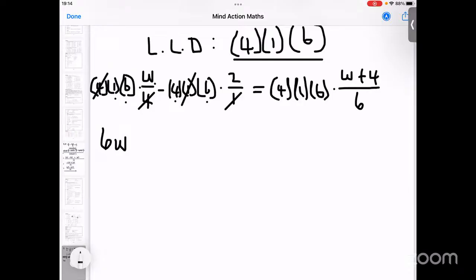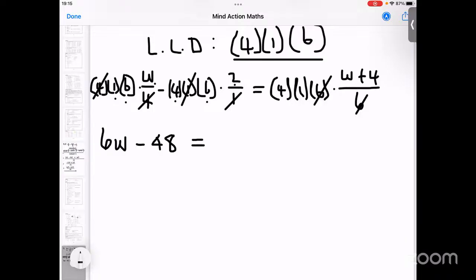28. No, isn't it 24? 4 times 6 is 24. 24 times 2, being that 2, it's 48. Which is equals to, then that 6 cancels with that 6.